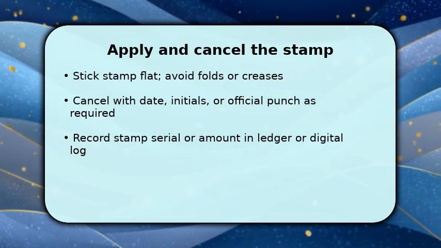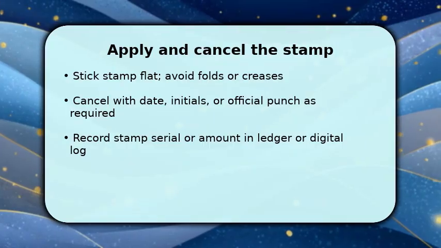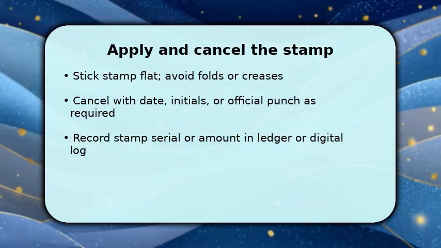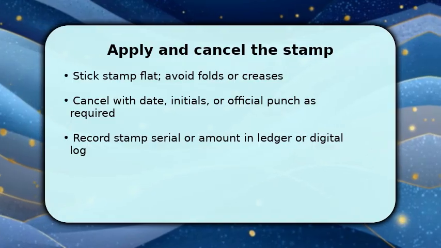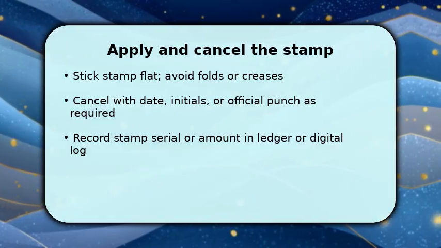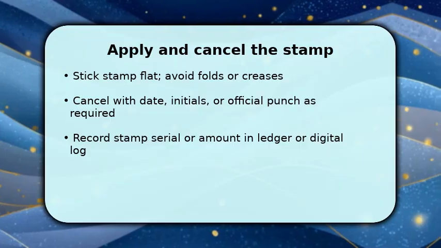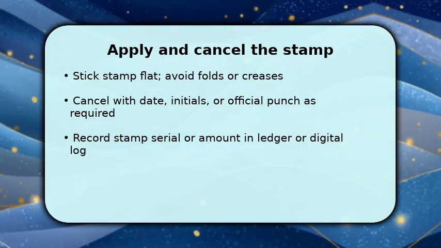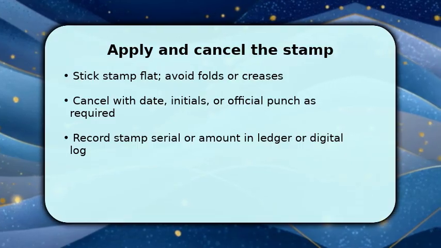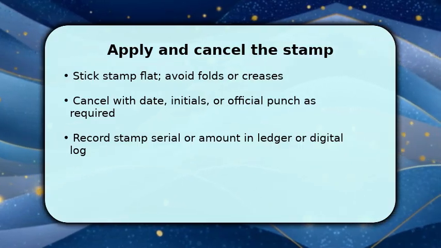You now apply and cancel the stamp to prevent reuse. Press the stamp flat and smooth out any bubbles. A folded stamp can be rejected. Once secure, cancel it by marking the date and your initials using an ink stamp or an official punch. Follow local rules for the cancellation method.